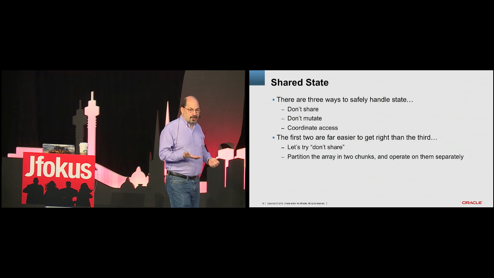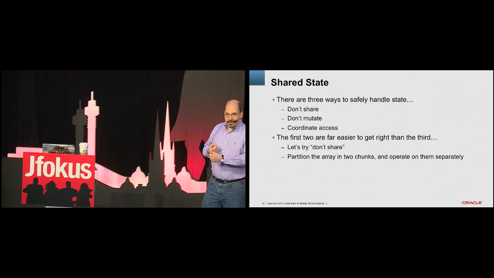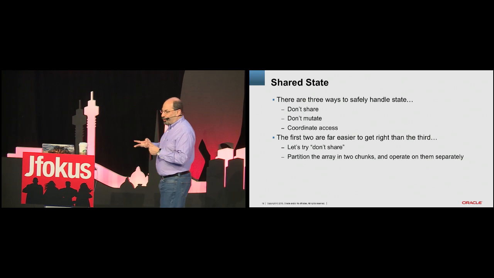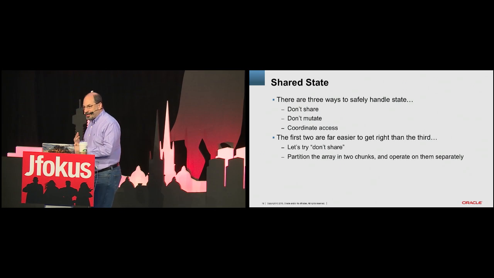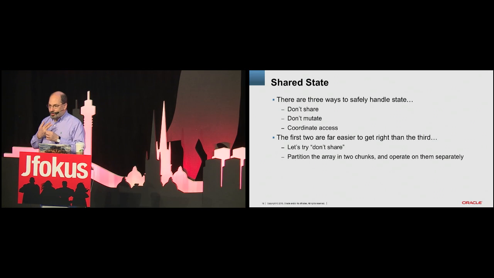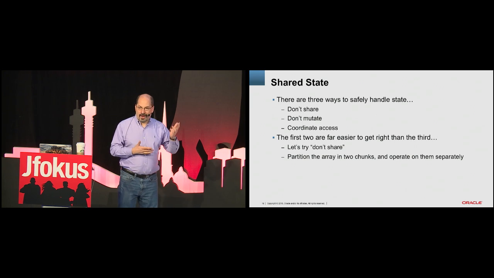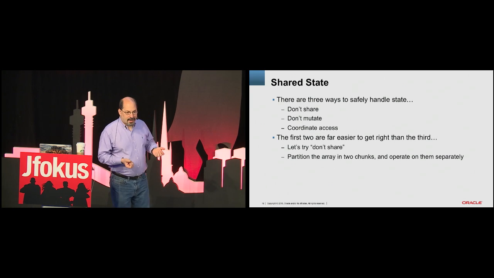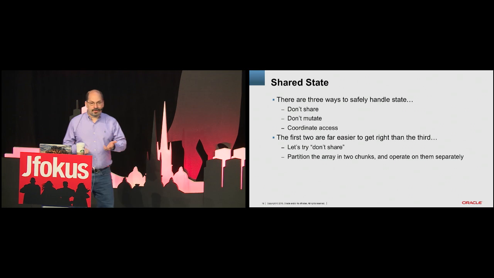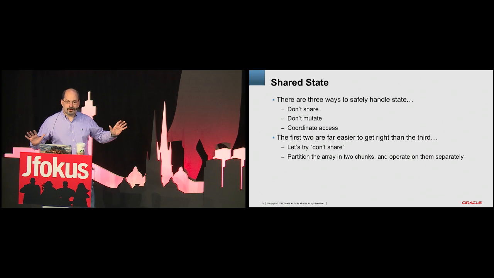There's 3 ways to manage state. Don't share it, don't mutate it, or if you insist on sharing it and mutating it, coordinate access to it using locks. Now, it's a lot easier to get one of the first 2 right than to get the third right. Right?